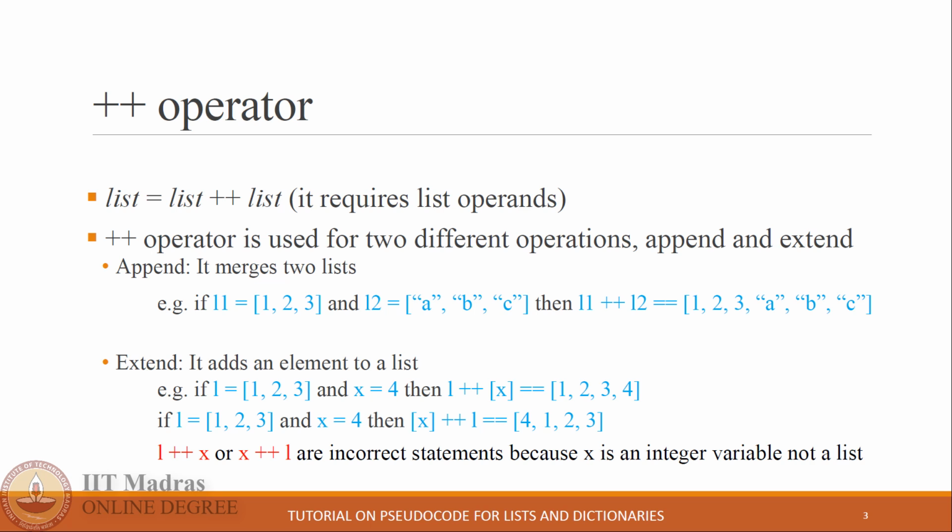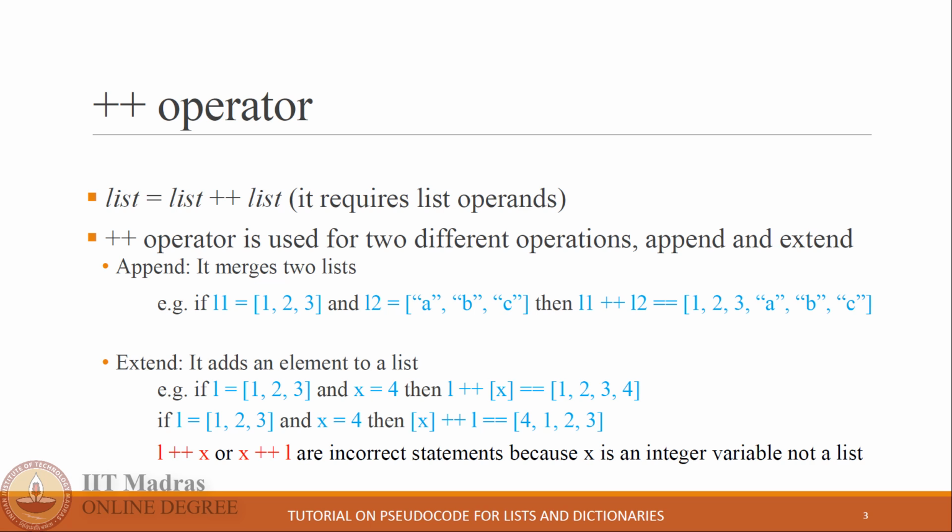++ operator. ++ is a special operator used to operate over lists. List is equal to list ++ list. This indicates that ++ operator has two operands, and both those operands have to be lists. ++ operator is used for two different operations, append and extend. Now let's see the difference between append and extend.